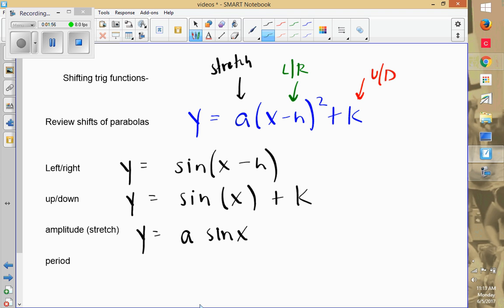And the only thing that's different, because parabolas don't have a period, but our sine and cosine functions start to repeat themselves after 2 pi on the axis. And that period can change. It can get bigger, it can get smaller, and it is all dependent upon the number in front of the x. If there's a number in front of x, that's going to change our period. Now, how does this relate to our two trig functions?